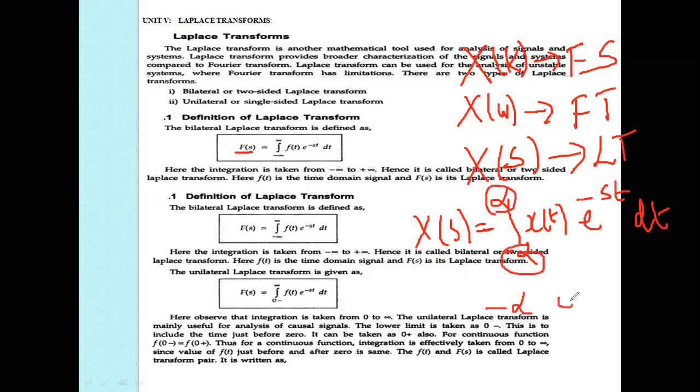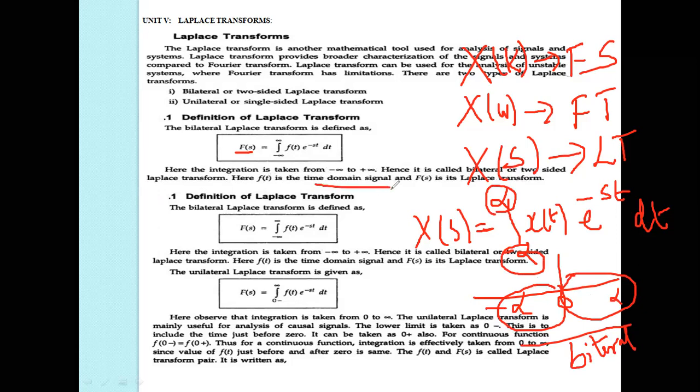It varies from minus infinite to 0 and 0 to infinite at the origin. So one is left-sided and this one is right-sided. Both we can call the bilateral or two-sided Laplace transformation. Here f of t is a time domain signal, f of s is the Laplace transform, f of s or x of s.